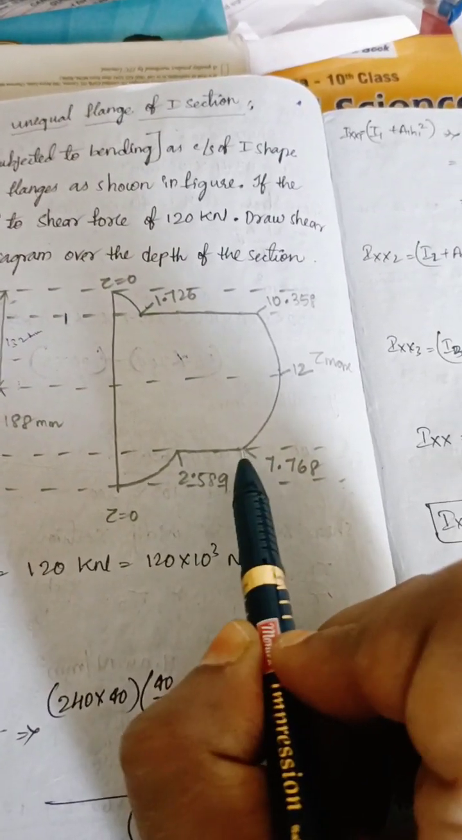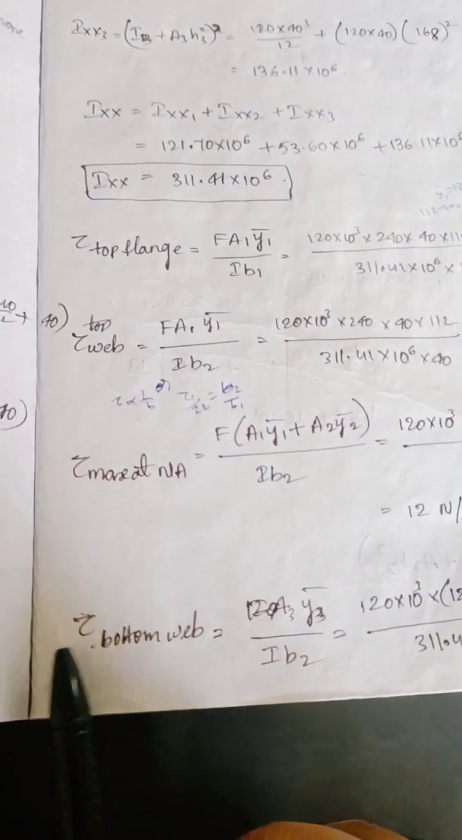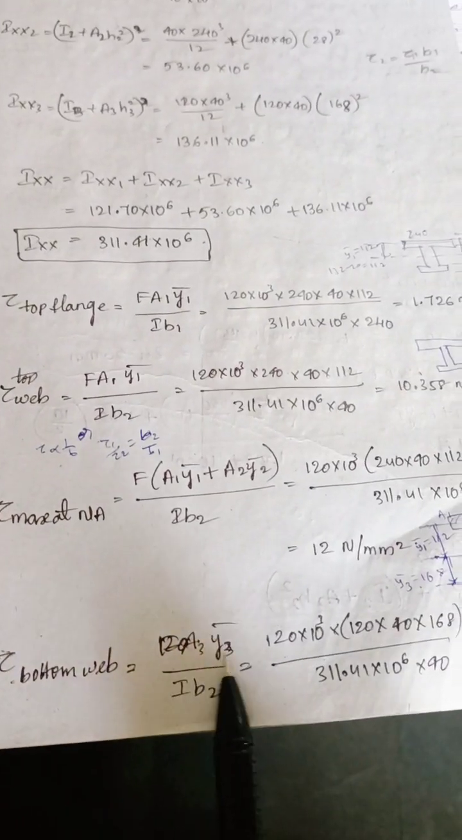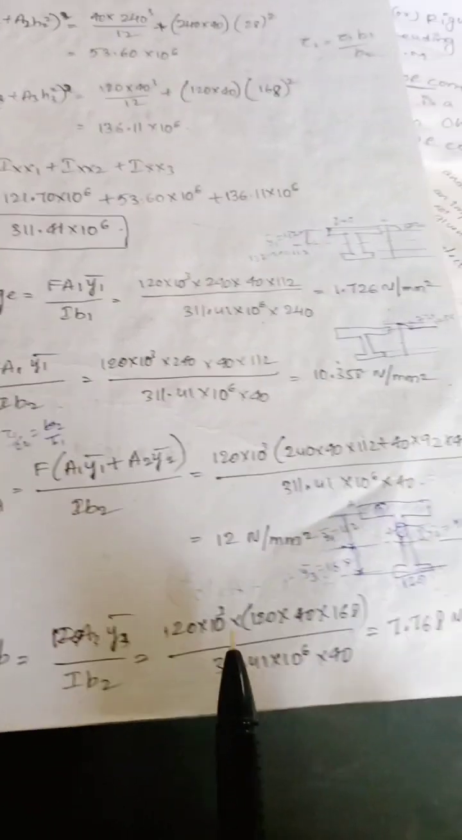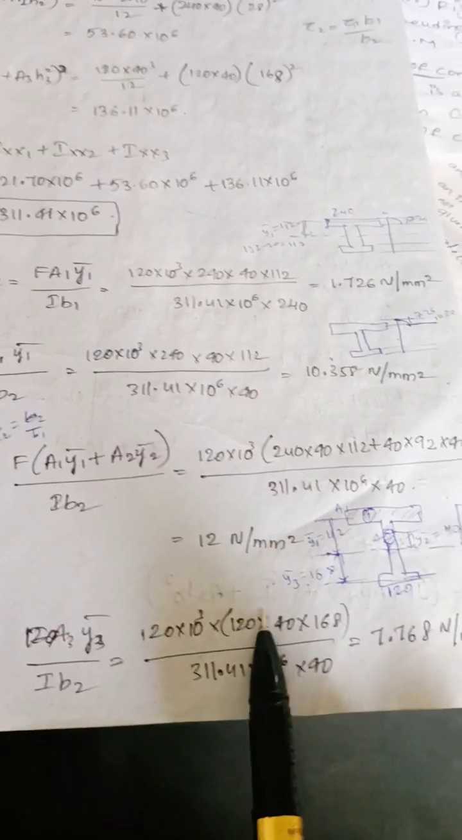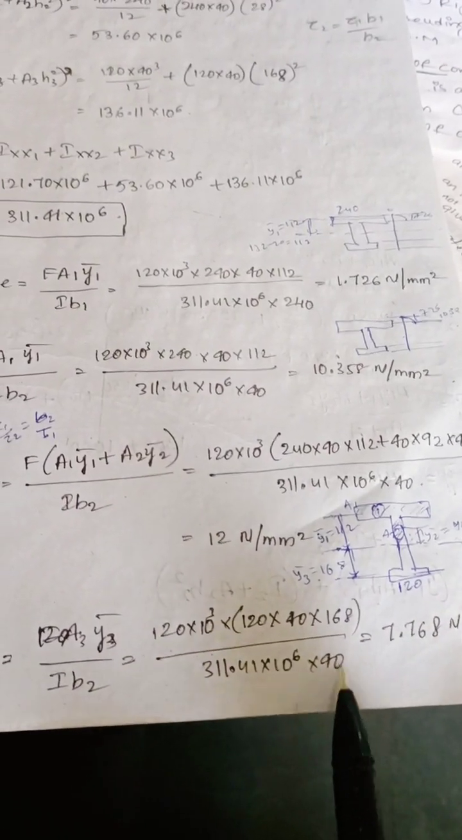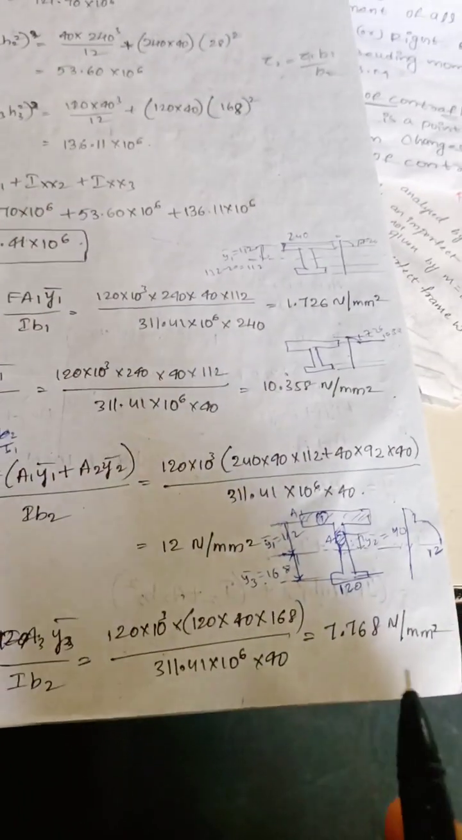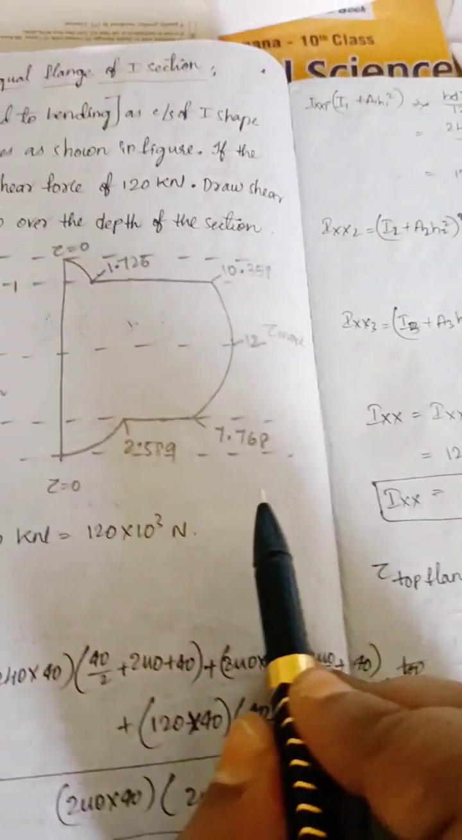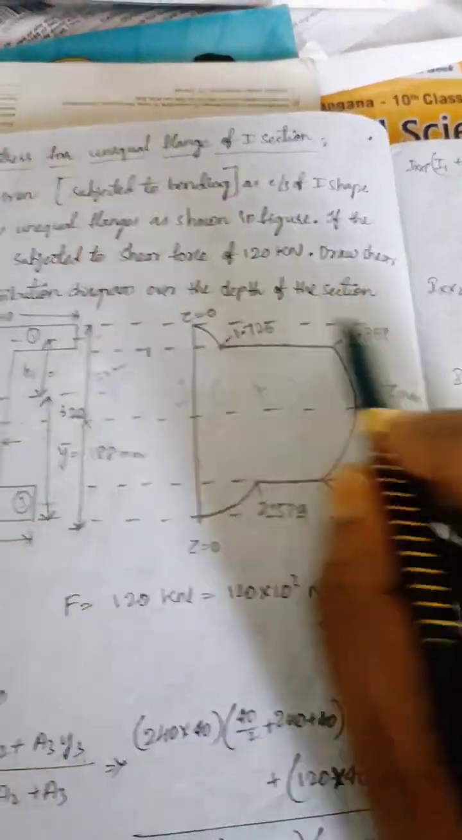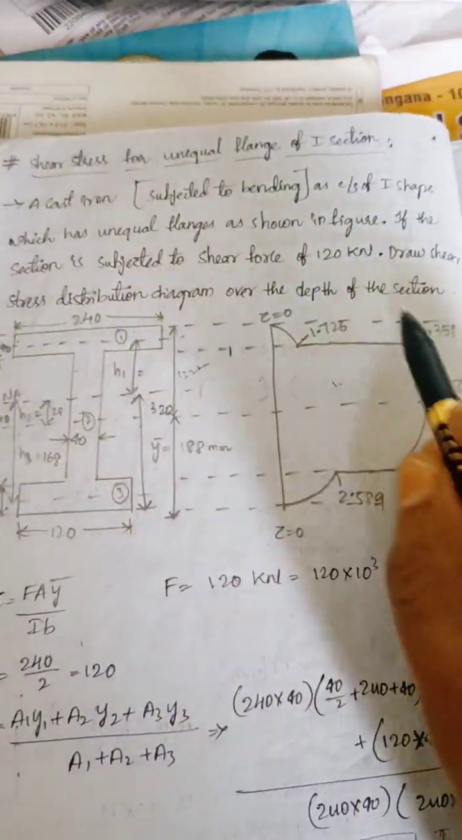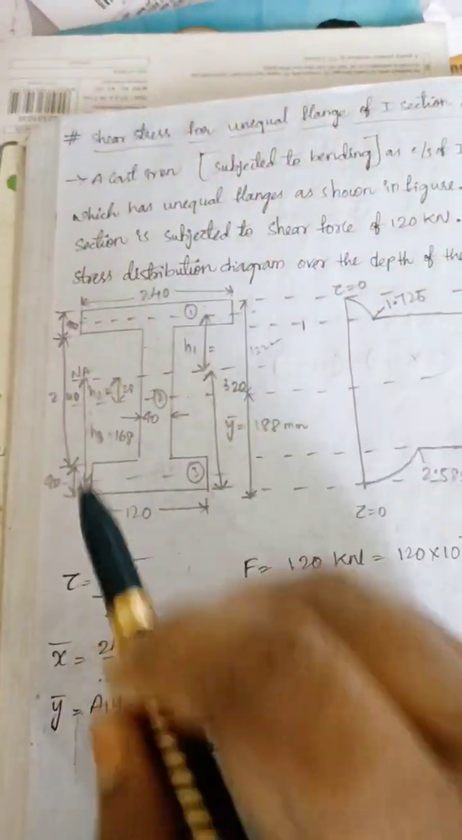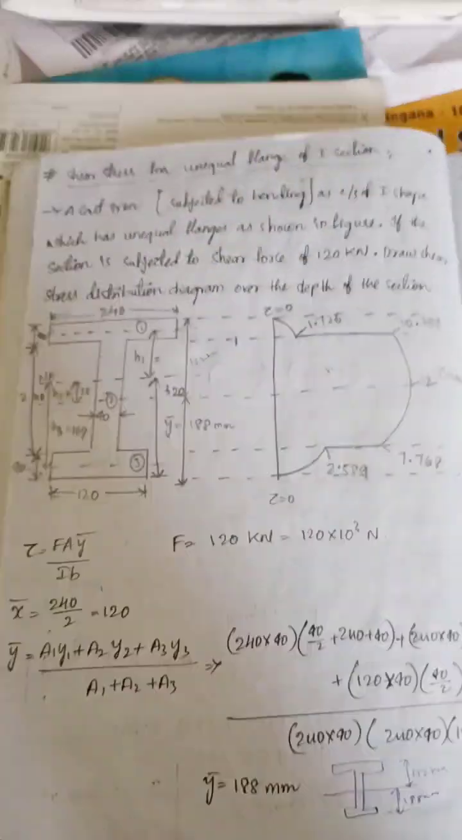Now we need to find this value. Tau bottom web equal to F A3 y3 by I b2. Everything is the same, but this value is 40, meaning this thickness we need to take as 40. So we'll get 7.768 Newton per mm square. So this is the complete shear stress variation from top to bottom of this unequal flange I section. Thank you.